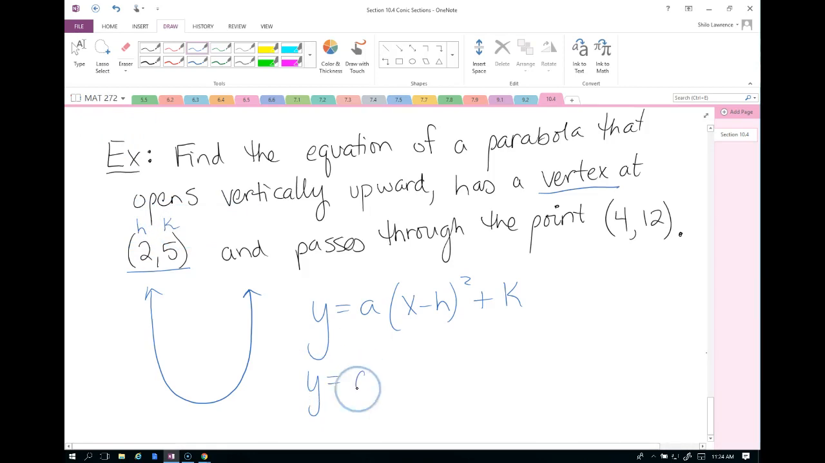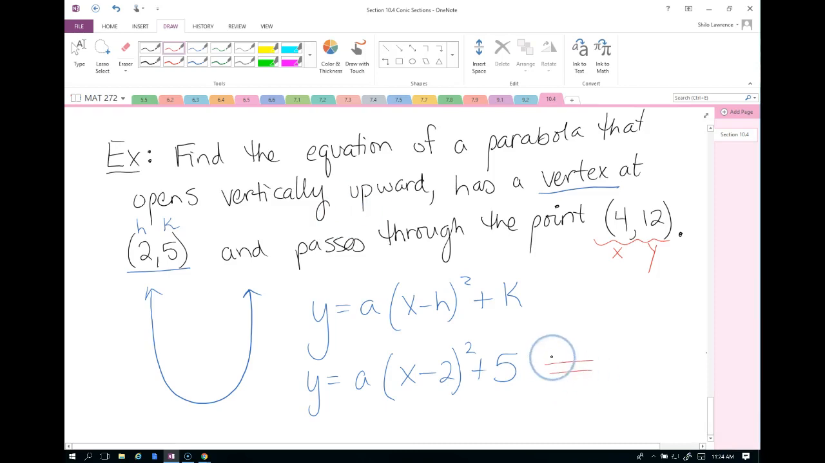So now y equals a times (x minus 2) squared plus 5. The fact that this thing passes through the point (4, 12), that's just one of many points that this parabola is going to pass through. We could use that information to help us solve for a. So we can plug that in for x and y. And then the only thing that we won't know in that formula is the a. So we can plug the 4 in for x and the 12 in for y and use that to help us solve for the a value.